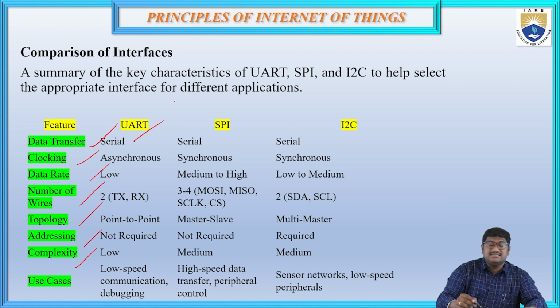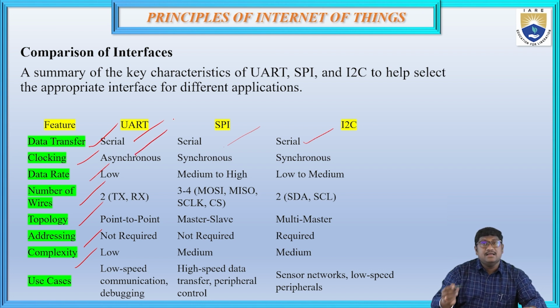Data transfer will be in serial. In SPI also it is serial. In I2C also it is serial. Coming to clocking, UART was asynchronous, whereas SPI and I2C are synchronous. And coming to data rate, it was very low for UART. Coming to SPI and I2C, it is medium to high and it is low to medium.